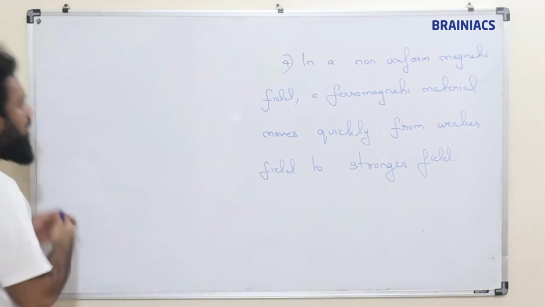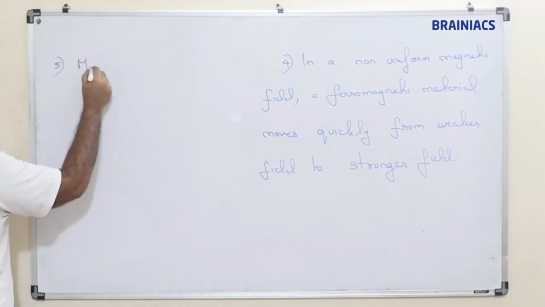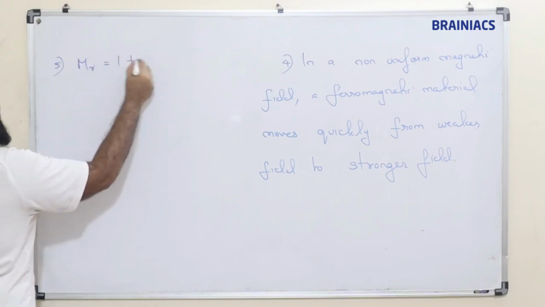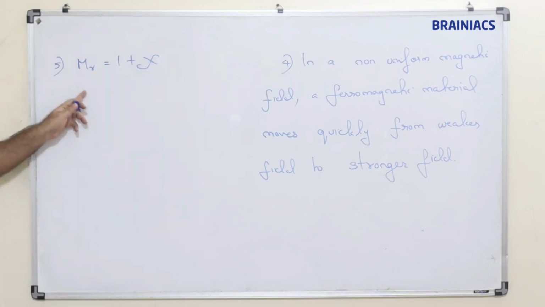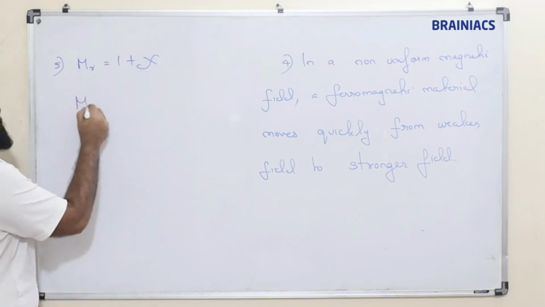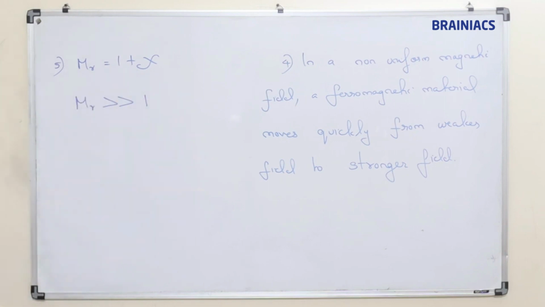And relative permeability is equal to what? 1 plus zeta. So this will be a large positive value this time. Relative permeability mu r will be much greater than 1. That is another property.